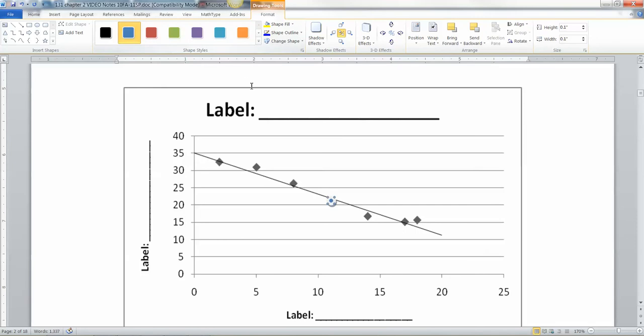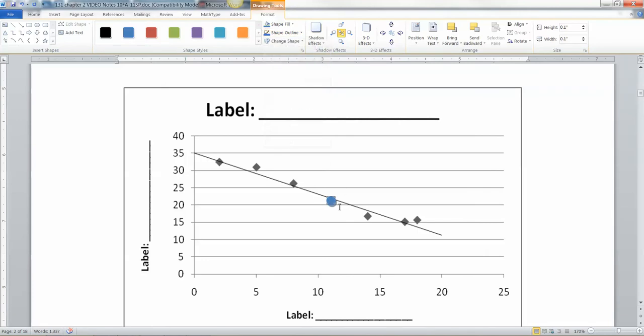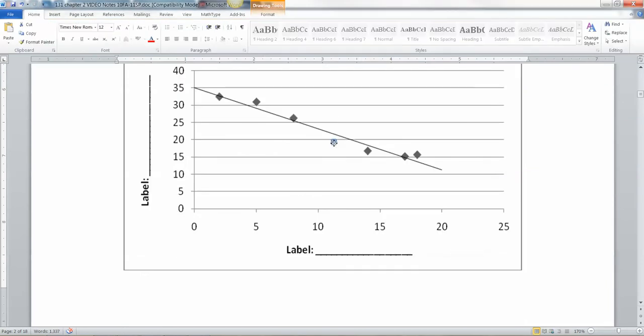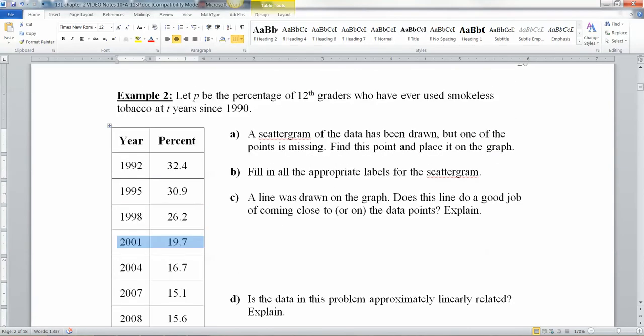Oops, I want that to be filled with that color, and I want it to have an outline that's that color. Hold on one second. There. It'll be someplace over here because you need to figure out which one you're missing. And the one you're missing is this one, the 11 one. Now, what am I getting the 11 from?